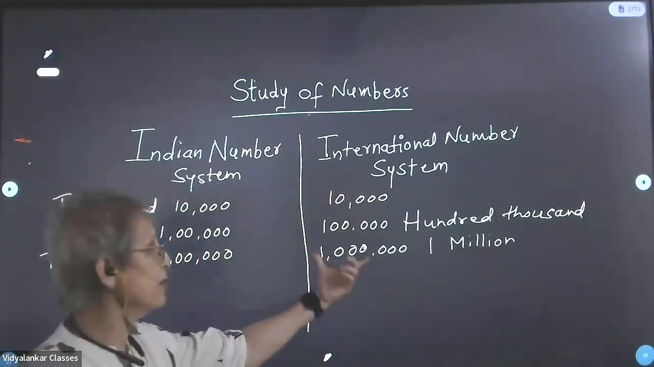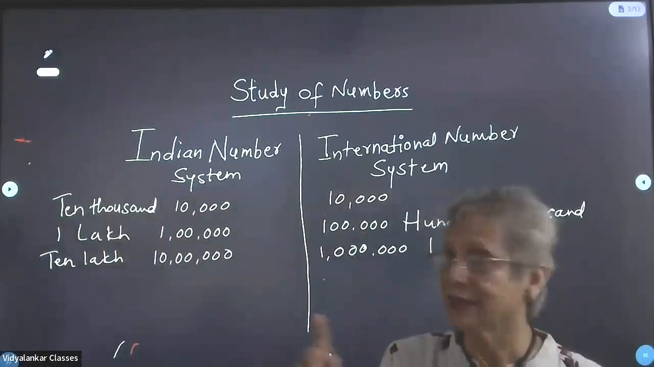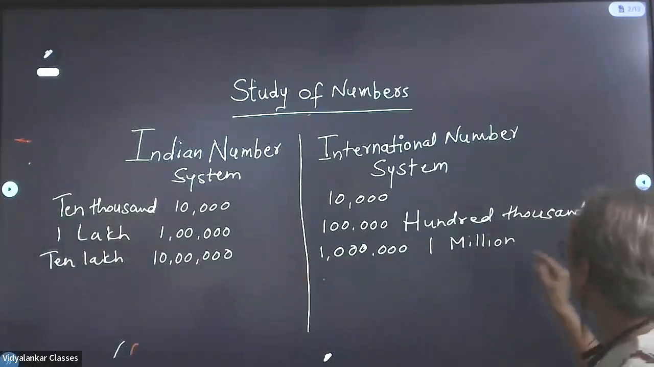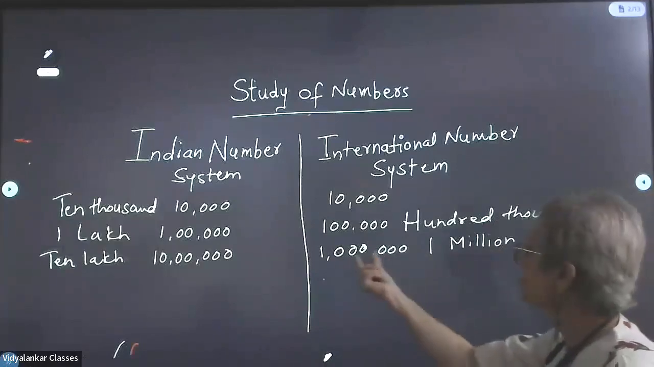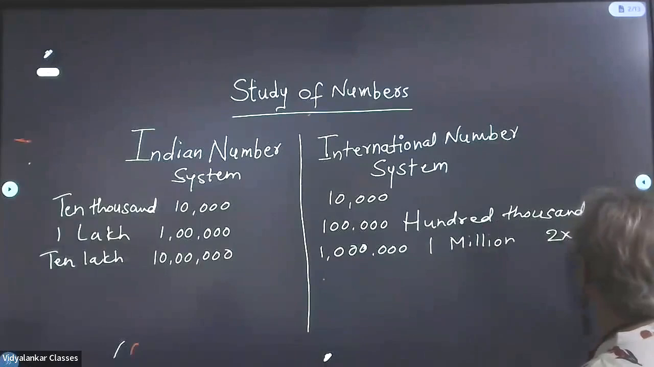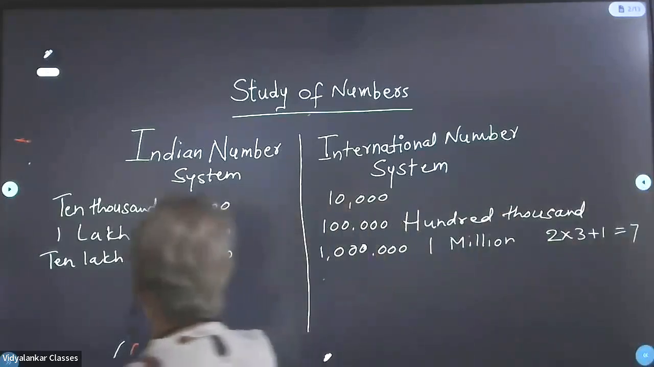Now remember well, 1 million means 6 zeros and the digit 1. So total how many digits are there? 7 digits. 2 groups of 3 each plus 1. So a 7-digit number is something million.